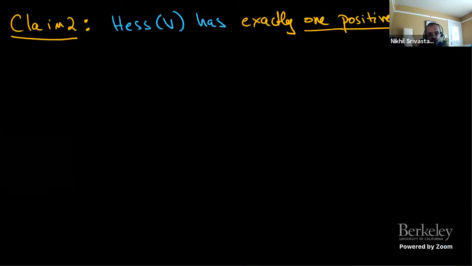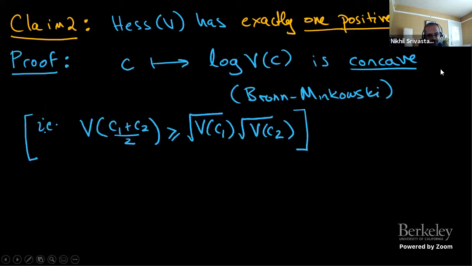Proof of claim 2, that the Hessian has exactly one positive eigenvalue. This follows from the Brunn-Minkowski inequality. So this function C goes to log of the volume of C. So you can now take the log, right? Because the volume is positive, at least in a neighborhood of C naught. It's a fact from convex geometry that this is a concave function.